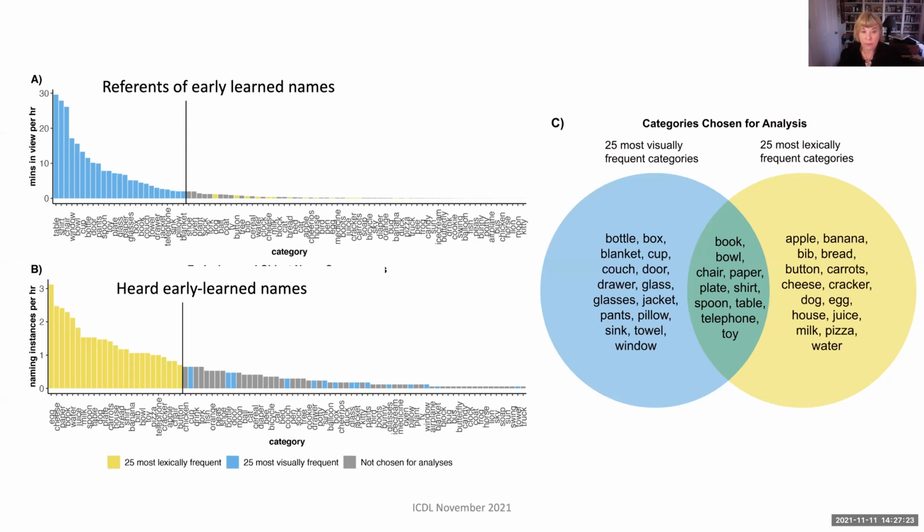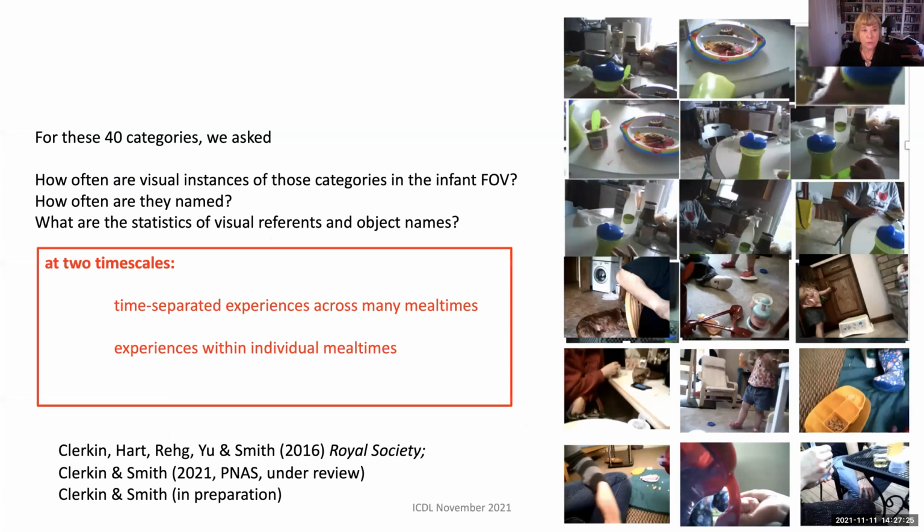All right. So what do we want to do? For these 40 categories, we asked, how often are visual instances of those categories, these are frequent, okay? How often are they in the infant field of view? And we asked, how often are they named? And what are their statistics of their co-occurrence, okay? And we did this at 2 time scales, okay?